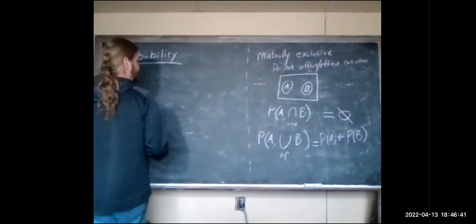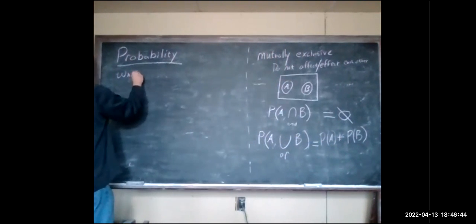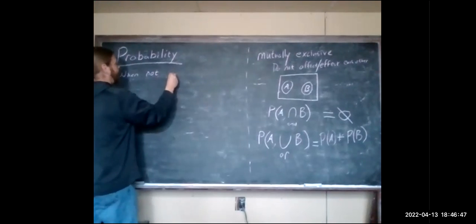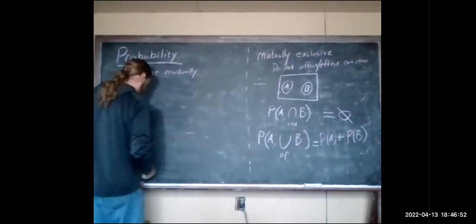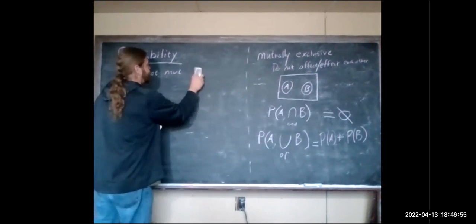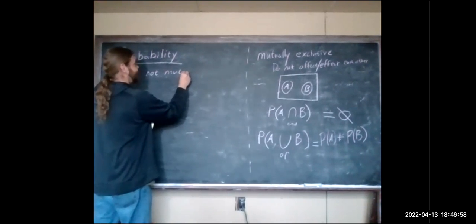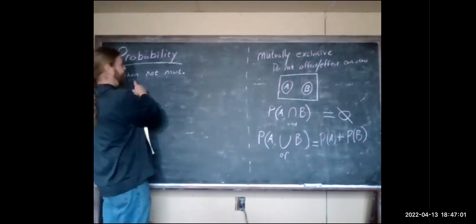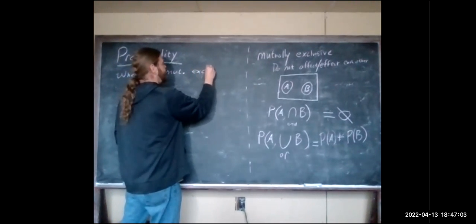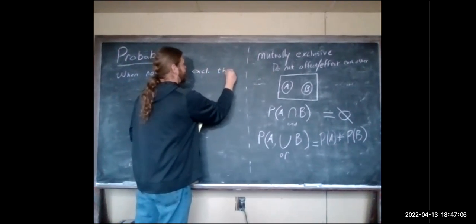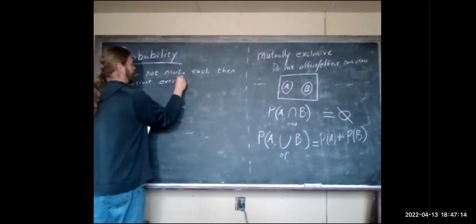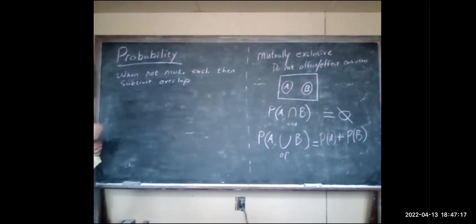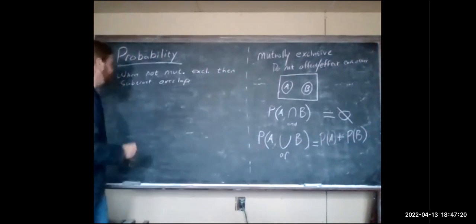When not mutually exclusive, I'm going to abbreviate that because those are really long words, and that's going to take up the board space really quickly. When our events are not mutually exclusive, then subtract overlap. Which notationally is just an extension of this.